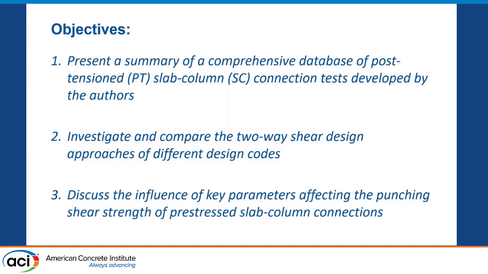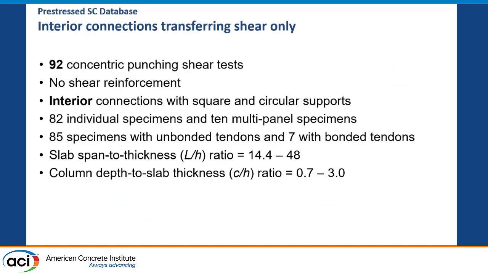So a comprehensive database was prepared of the available test data in the literature to investigate the current design provisions and recommendations. So the objectives of today's presentation are to present a summary of the comprehensive database that was prepared, investigate and compare the two-way shear design approaches of different design codes, and to discuss the influence of various key parameters affecting the punching shear strength of pre-stressed slabs.